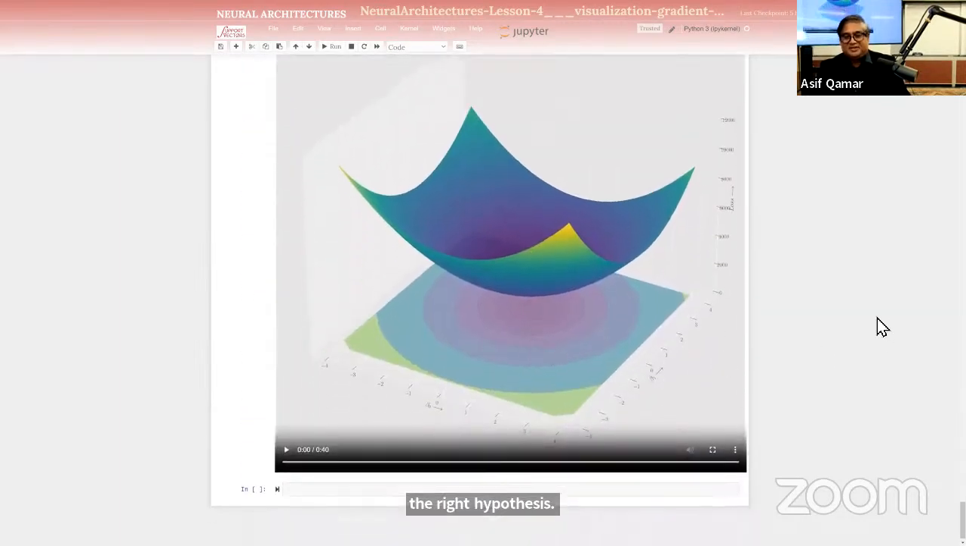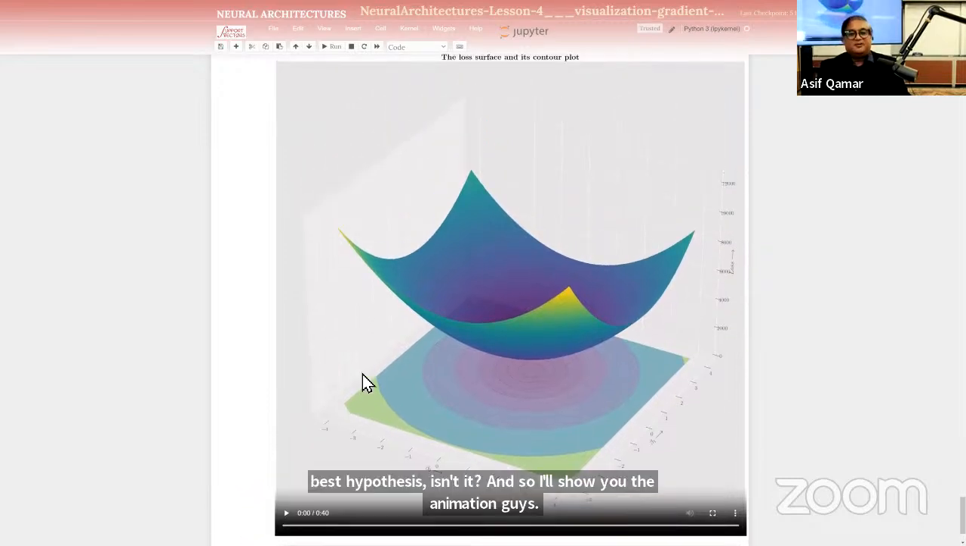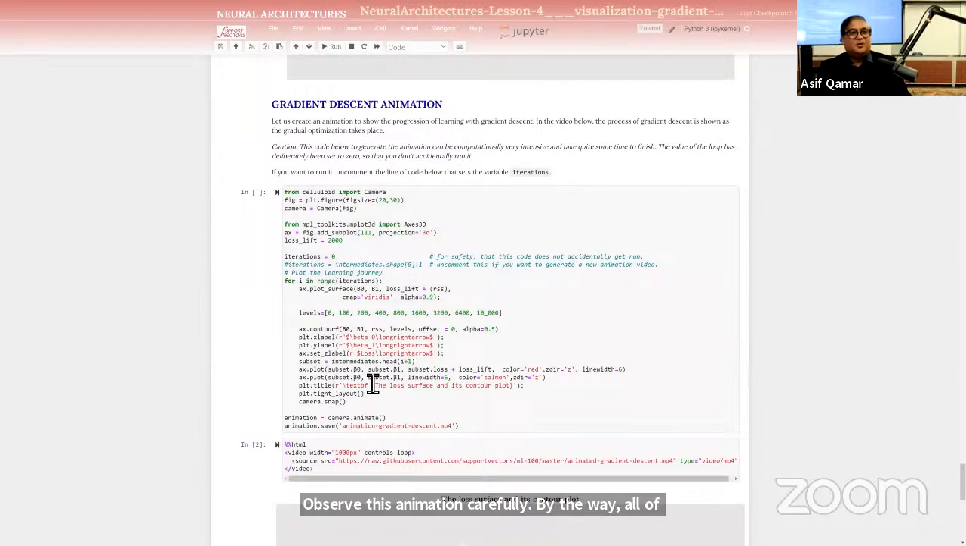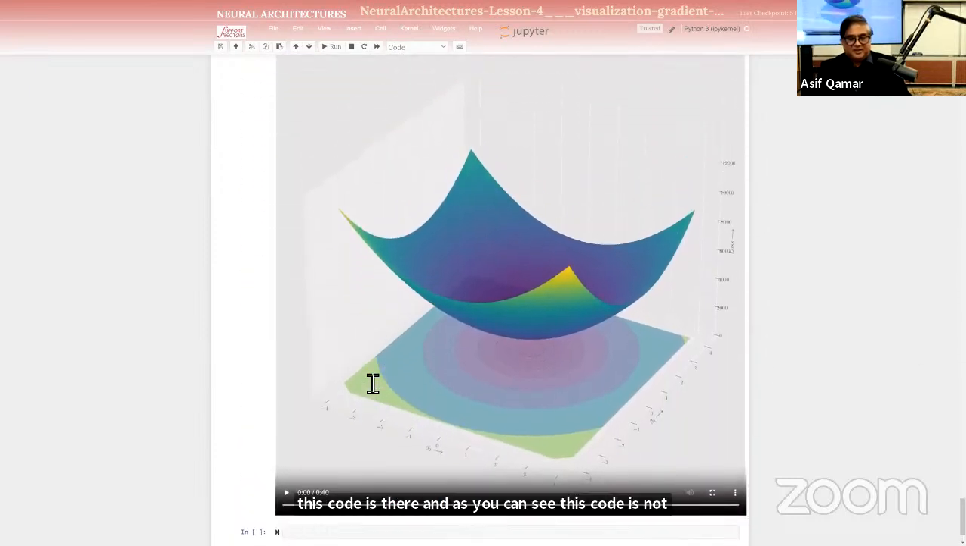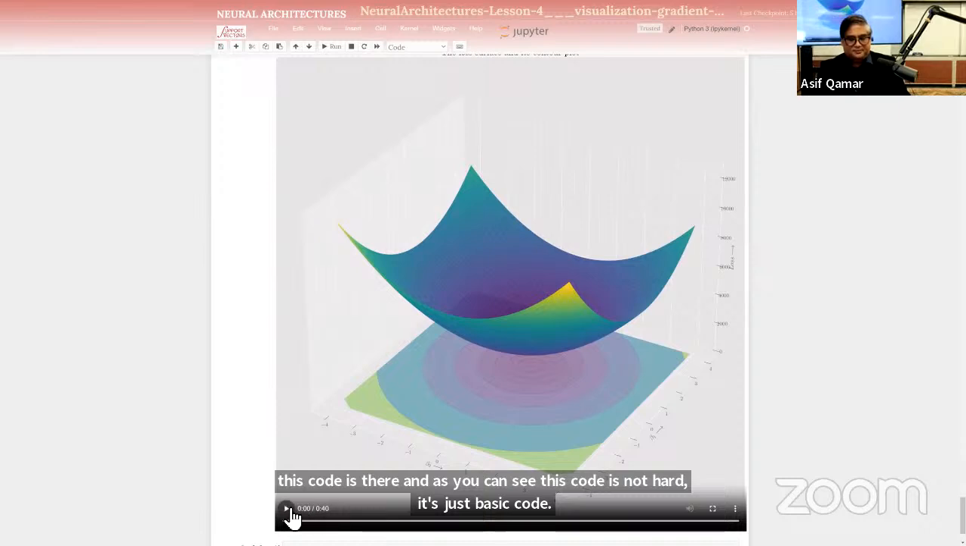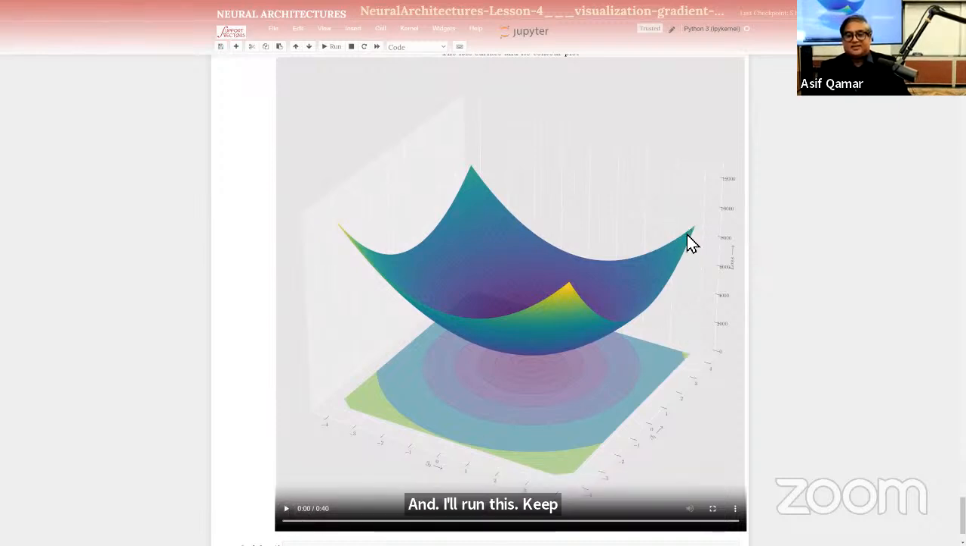And so I'll show you the animation, guys. Observe this animation carefully. By the way, all of this code is there. And as you can see, this code is not hard. It's just basic code. And I'll run this. Keep your eyes pointed to this, guys, this point and the shadow down. So I'll start it. What do you notice? Do you see the ant making its way home, right? Making its way towards the honeypot. And do you notice that it slowed down? Why has it slowed down? Because closer to the base, at the bottom of the bowl, close to the bottom, there isn't much slope. There isn't much of a gradient. So it slows down.